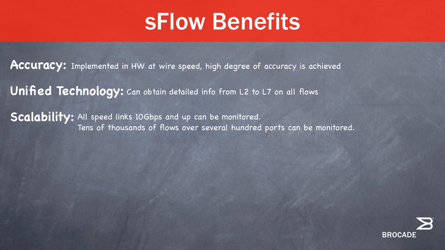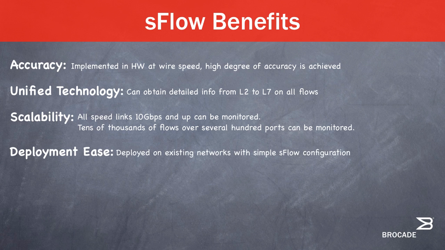Scalability: since sFlow has a low impact on the router or switch's performance, all speeds of links can be monitored, including 10 gigabit per second and above. The sFlow technology also scales to monitor tens of thousands of flows over several hundred ports on the switch. Deployment ease: sFlow can be easily deployed on existing networks, and configuring sFlow is simple. Several vendors offer sFlow collector software that can create accurate network views.